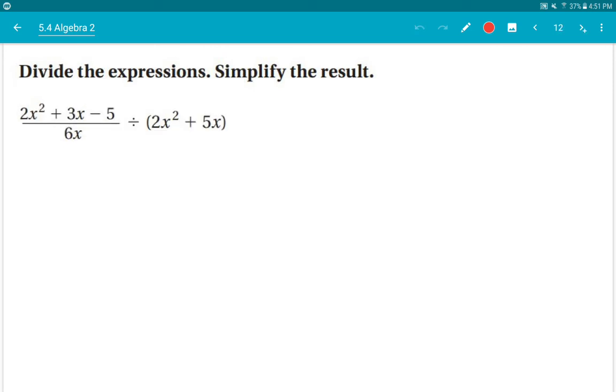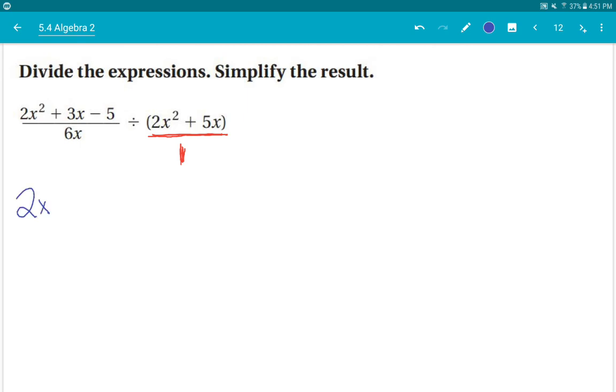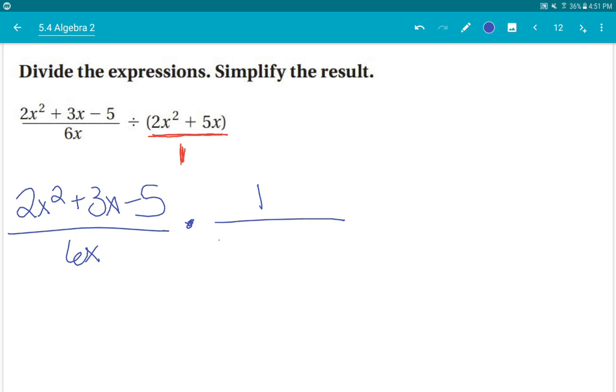This is the last slide of the day. It is division, but notice that one of these is not a fraction. What can we do so that it is in fraction form? All we have to do is put it over 1. Now let's go ahead and divide. The first thing we need to do is rewrite this in terms of multiplication. So there's your numerator and denominator of the first one. We're going to multiply by 1 over 2x squared plus 5x.